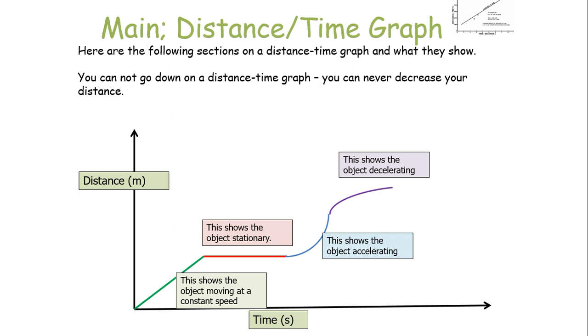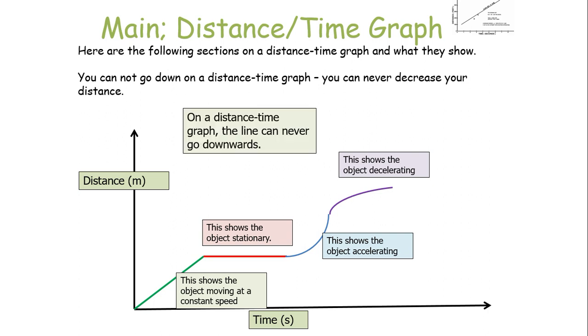Now, these are the following potential sections you can get on a distance time graph. So if it's a straight line going upwards, it's an object moving at constant speed. If it's a flat line, the object is stationary. If it is a line curving upwards, the object is accelerating. And if it's curving downwards, it is an object that's decelerating.